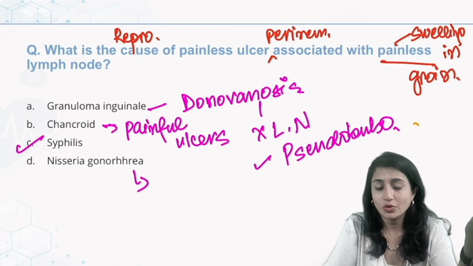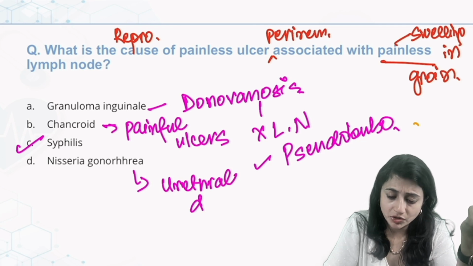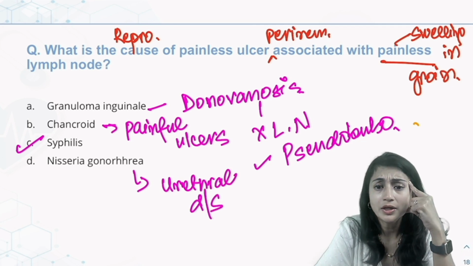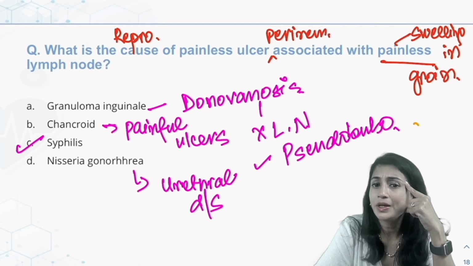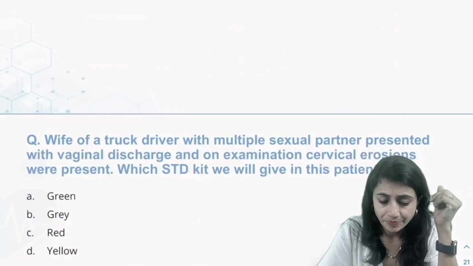Neisseria gonorrhea, you all know, causes urethral or cervical discharge. Okay, so whatever be the question, painless ulcer, painless lymph node, syphilis would be the answer here.